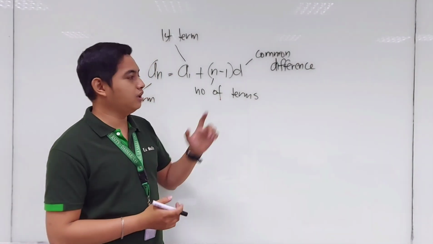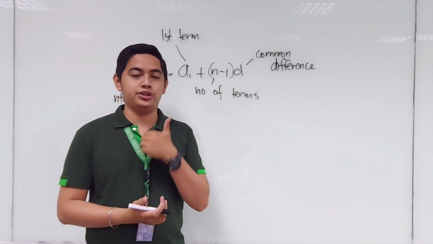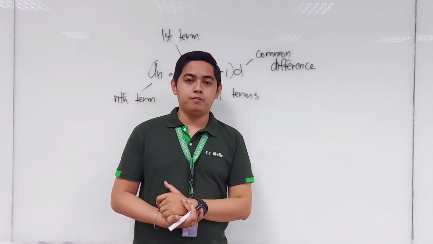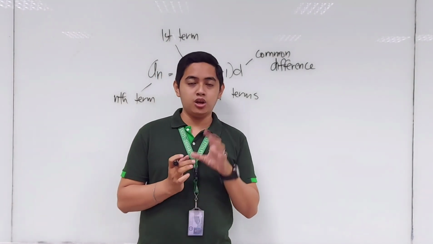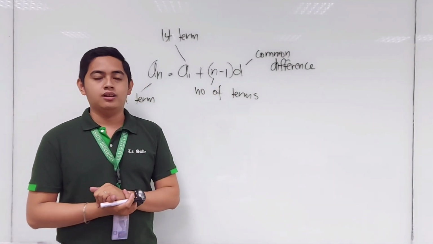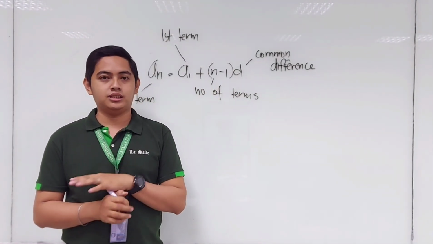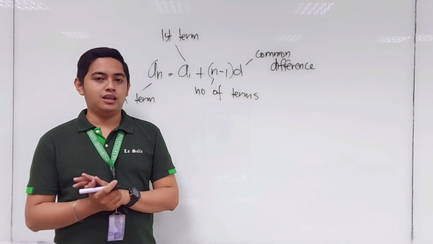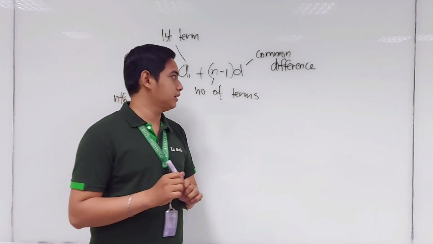When we talk about common difference, it's either a positive integer or a negative integer. When the common difference in a sequence is positive, then the sequence is increasing. While when the common difference is a negative integer, then the sequence is decreasing.